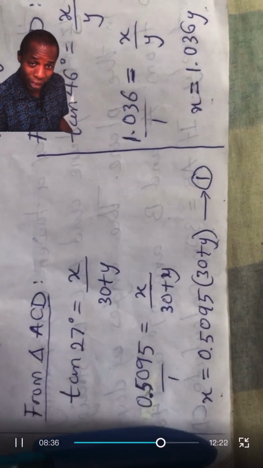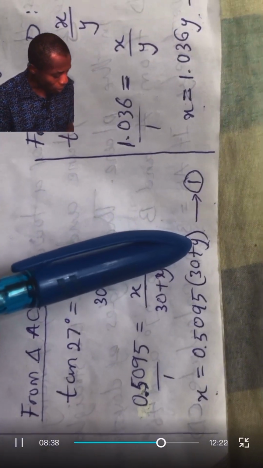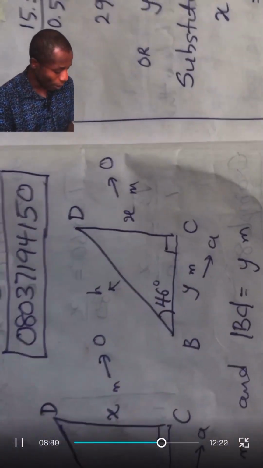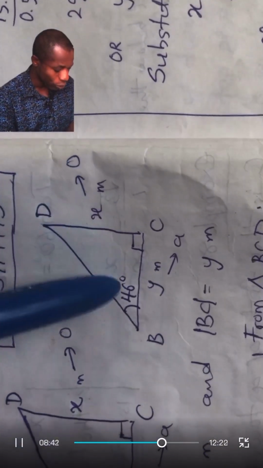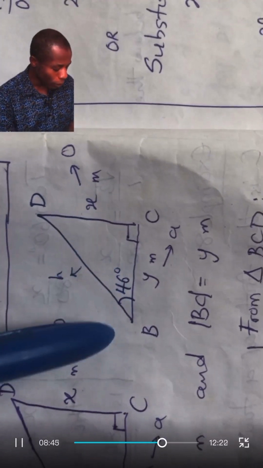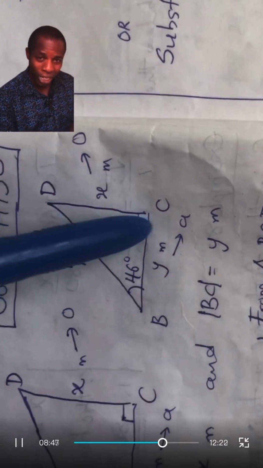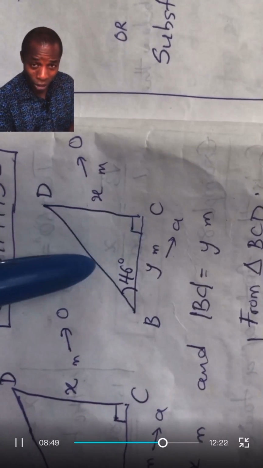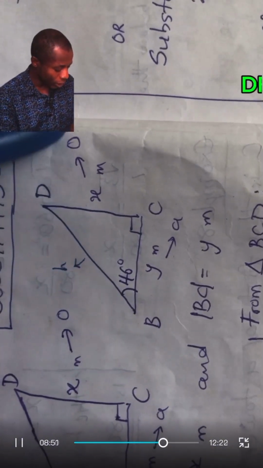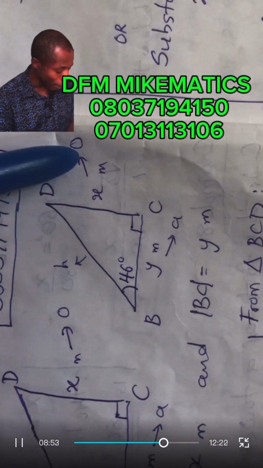We have two unknowns, X and Y. Now, in the second right angle triangle, let us name the sides. The X is opposite. Y is facing 46 degrees. The hypotenuse is BD because it's facing the right angle, even though we don't need it. That remains the hypotenuse.